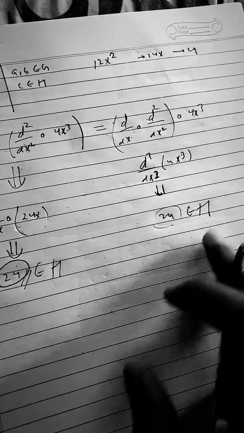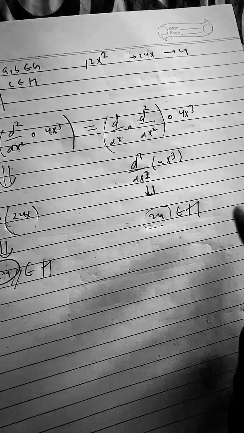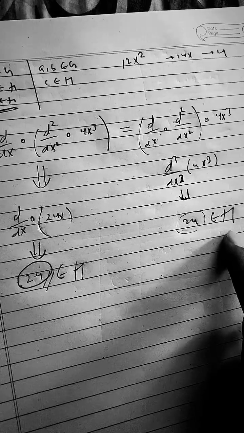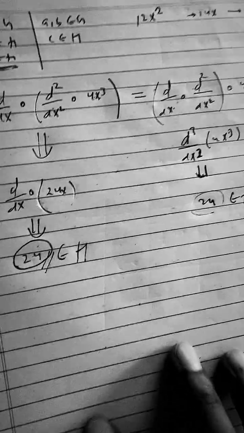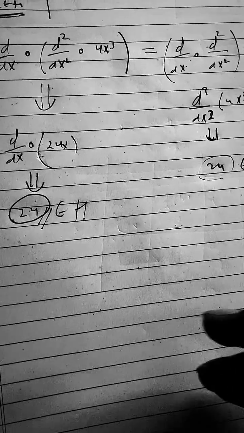So this was our assumption, that the last element should belong to H, associativity with respect to H. Now the second option, A, B belongs to G, C belongs to H, right?